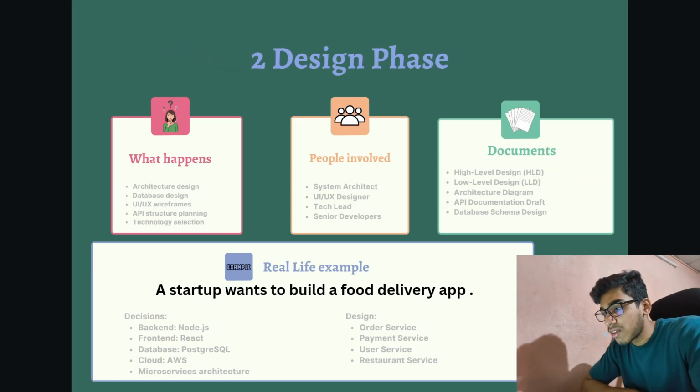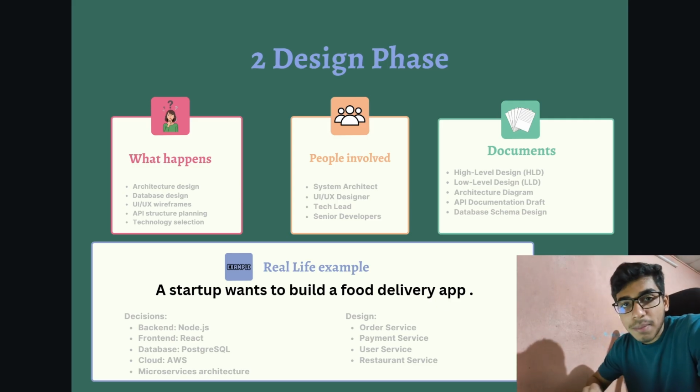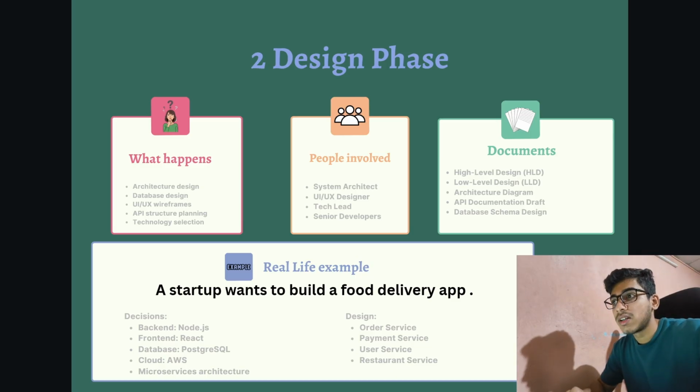Next phase is the designing phase. In the designing phase, we decide the entire architecture of the product. In this phase, even the API structures are planned and the technology which we'll be using. So the tech stack is decided in this one. The people involved are system architects, then UI UX designers and senior developers. Now comes the document part where we can see high level design and low level design.